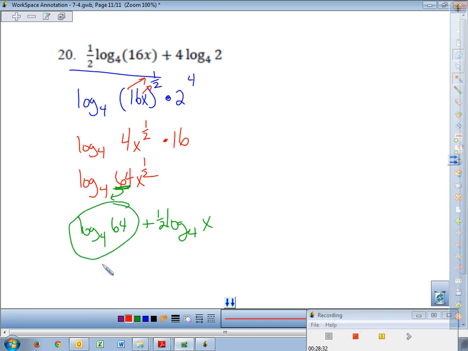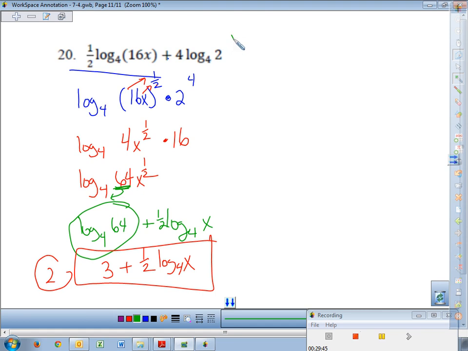3 plus 1/2 log base 4 of x is also an accepted answer. It's like 2 terms. But how many logs are in it? 1 log. Did you condense it? There's 2 terms. Well, you condensed it down to 1 logarithm, didn't you? Plus a constant. That's the second acceptable answer.